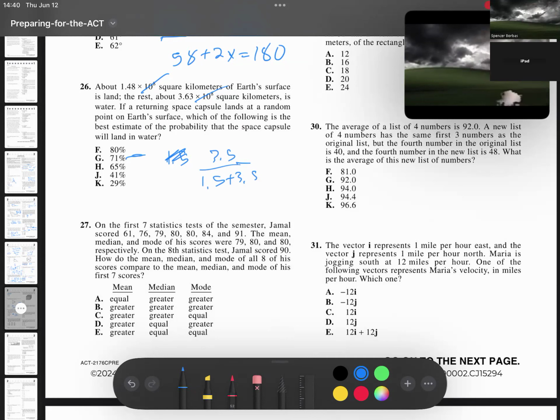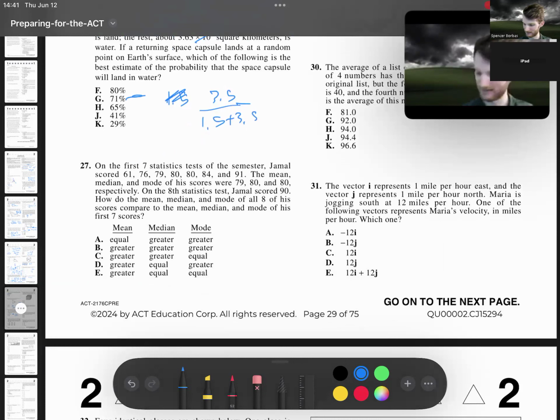I'll use my calculator to double check. Okay. 3.63 plus 1.48. Yes, I'm an engineer. I make approximations. I wrote that down right. No, I didn't.